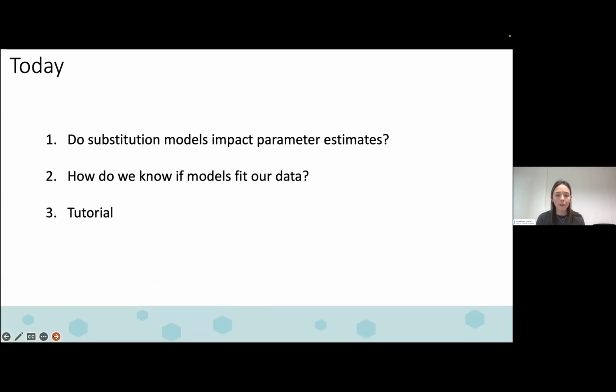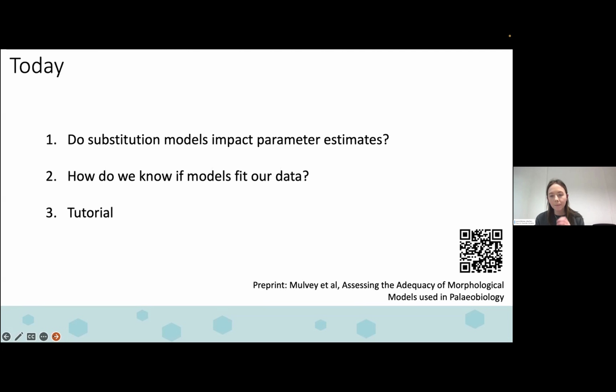So basically I wanted to talk to you today about the different substitution models that are available and how these impact the different parameter estimates that we'd be interested in. And then approaches for figuring out how we know if any models are actually fitting our data or if they make sense? And then to go through a tutorial on model adequacy.